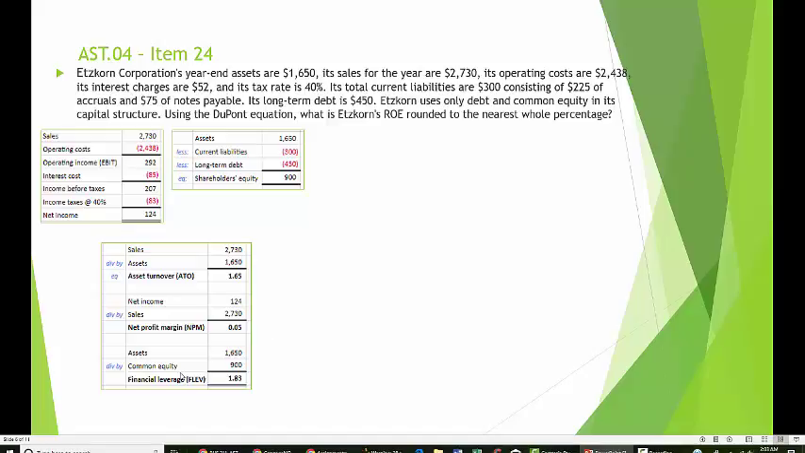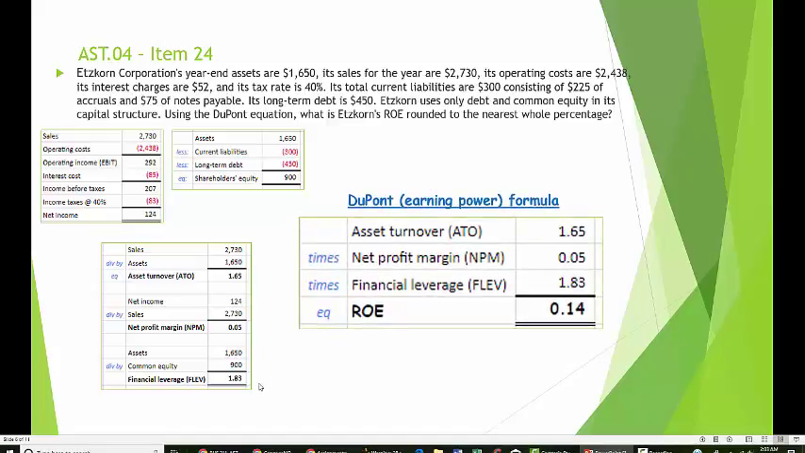And finally, there will be the financial leverage or equity multiplier. Assets divided by the common equity will give financial leverage. Putting all three of these together, we would take the asset turnover times the net profit margin times financial leverage. We would get return on equity. So the return on equity says for each dollar of owner's equity, the owners should expect 14 cents in net income.